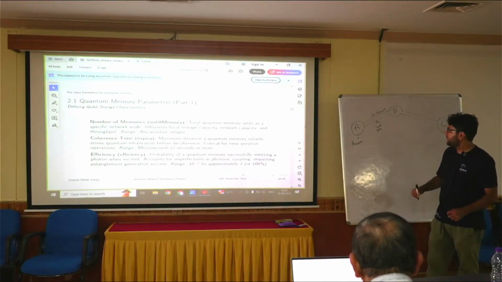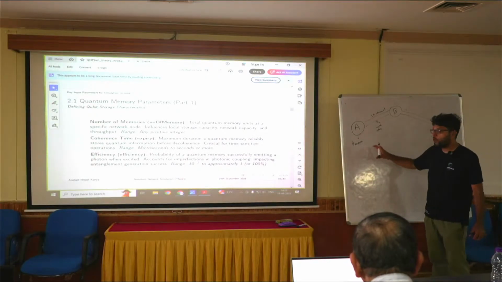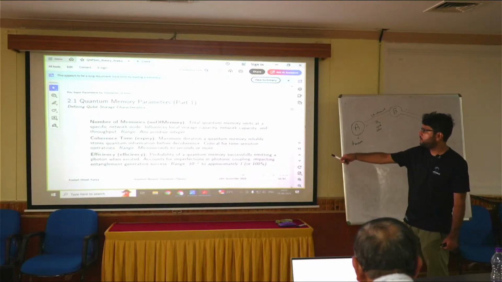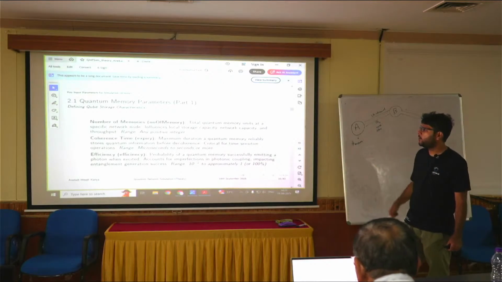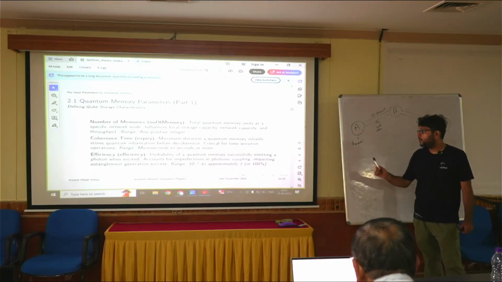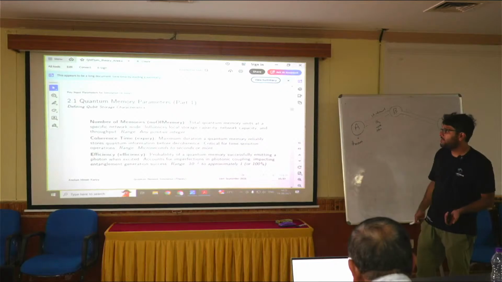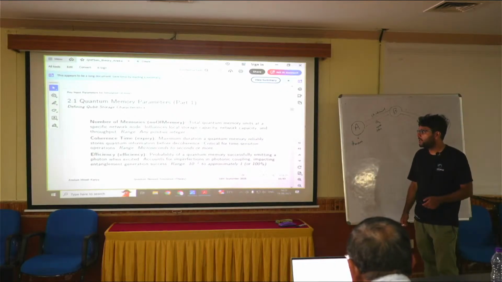So in the sense that we are actually working on photon. So there are many protocols. They work on different concepts. So if you talk about quantum memory which is trying to emit photons, the probability of it being successfully done would be taken care of by the efficiency. We want 100% efficiency, but that's not always the case.